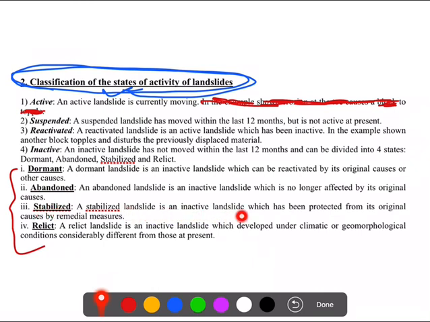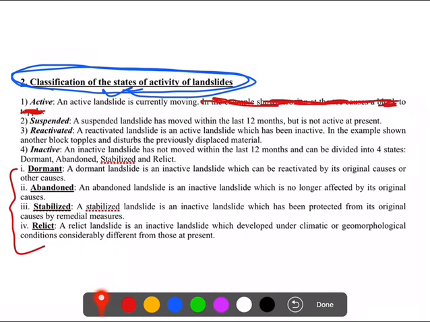Then there is the stabilized landslide. A stabilized landslide is an inactive landslide which has been protected from its original causes by remedial measures. As civil engineers, for preventive measures of landslides, which we'll be studying in this unit, there are various structural and non-structural measures. We use some structural measures to increase the stability of the slopes for a hilly region, and we use some spikes and such things. Those are structural measures to prevent the occurrence of the landslide.